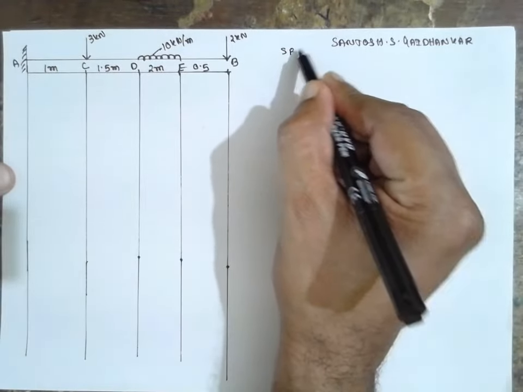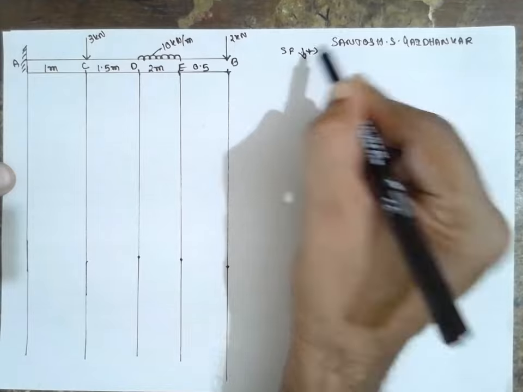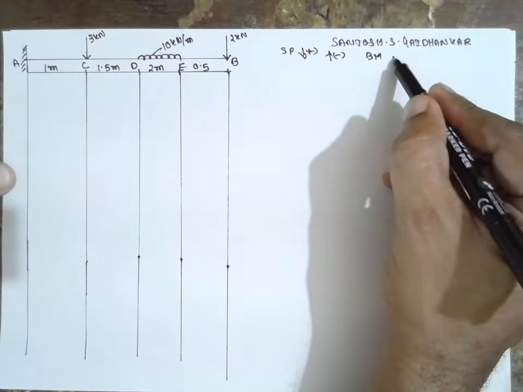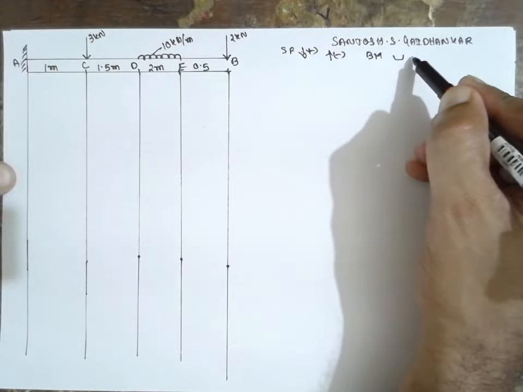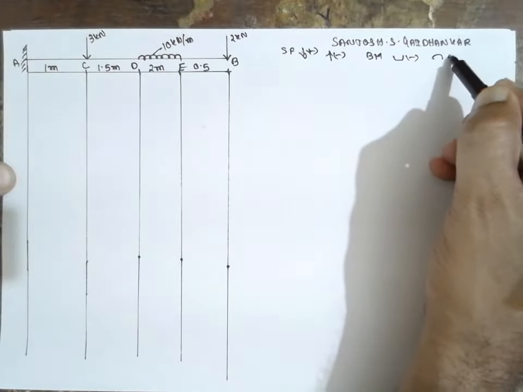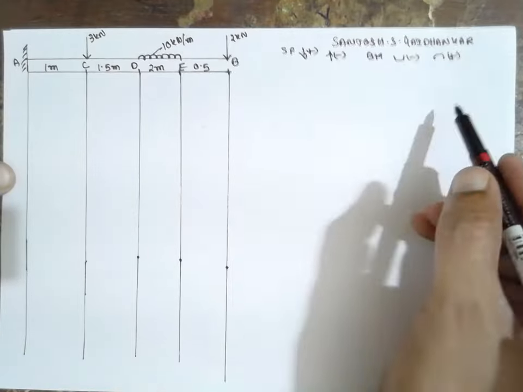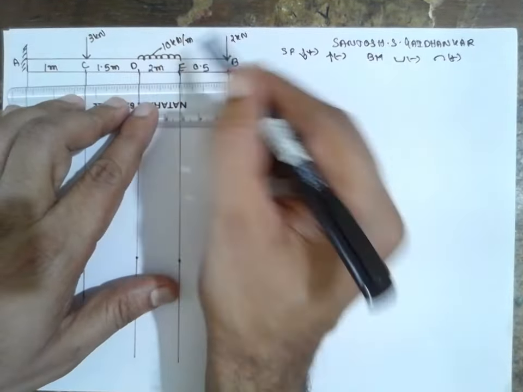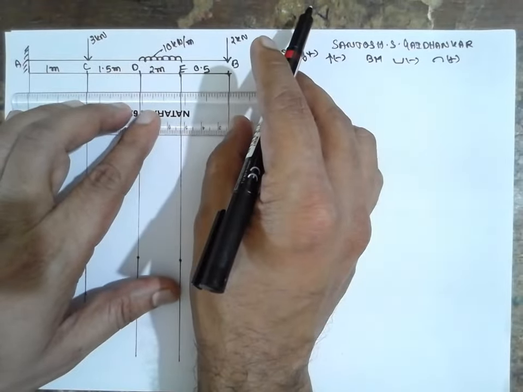For shear force, the downward arrow will be considered positive and upward will be negative. For bending, sagging I will consider as a negative and hogging I will consider as a positive bending moment. First I will convert this UDL into a point load.